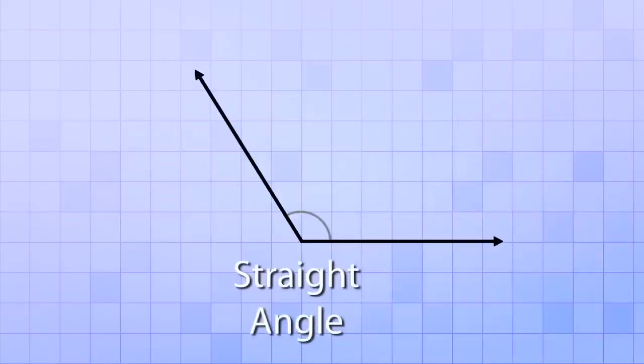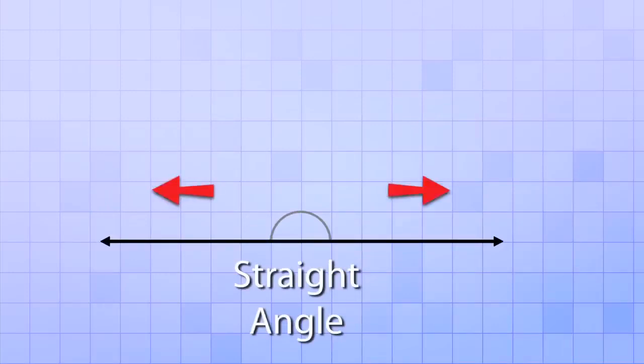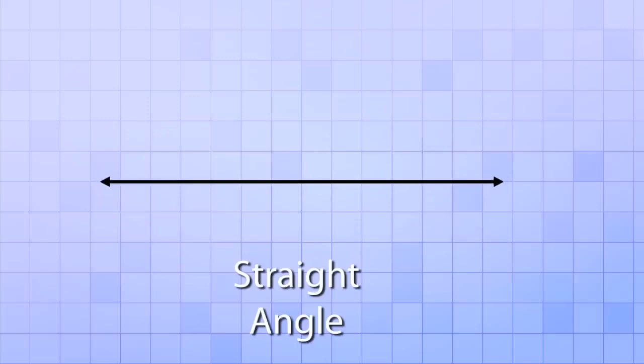A straight angle is just what we get when we rotate our rays so that they point in exactly opposite directions. The result looks just like a straight line, which is why it's called a straight angle. Alright then, there's just a few more important geometry terms that we need to learn in this video.